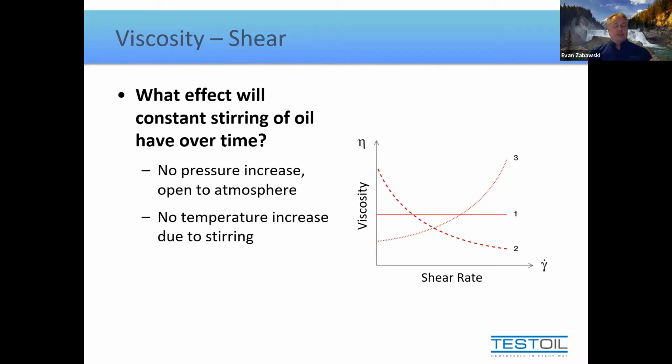Does the viscosity follow curve number one, stays exactly the same, there's no change in viscosity? Does it follow curve number two, it actually decreases in viscosity? Or does it follow curve number three, it increases in viscosity? And when I'm talking to the average end user, I get all three answers. Some people swear it won't change, some people swear it will change, and then they disagree which direction they think it will change. But I always make sure that they don't think the change is due to temperature or pressure, right?